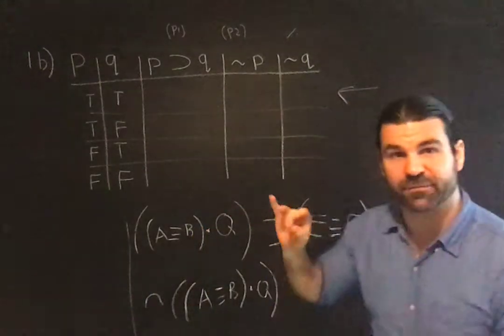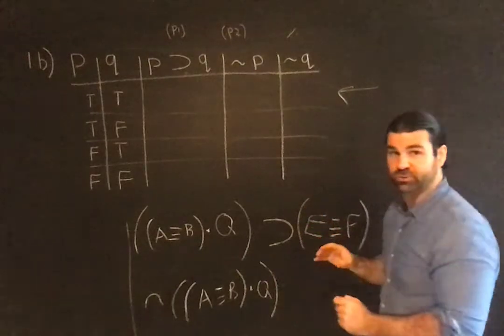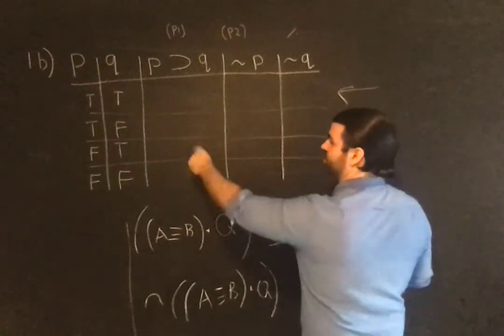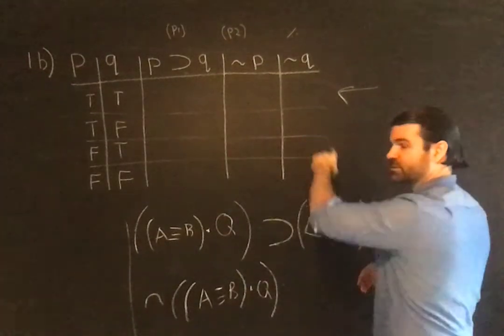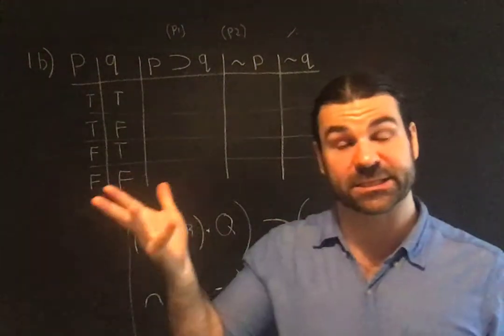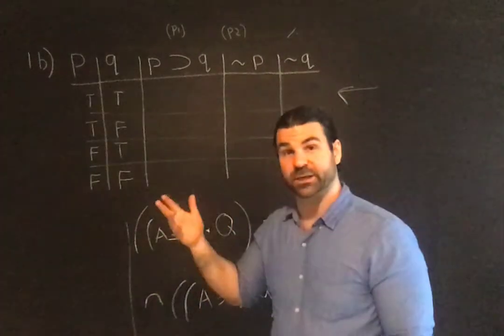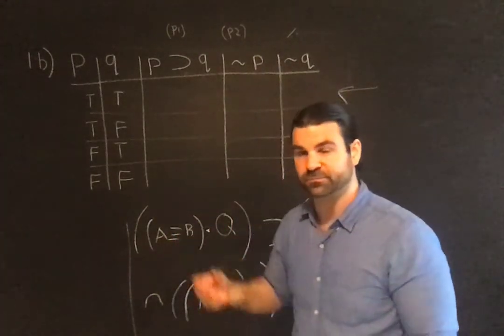If we have a row where all the premises come out true and the conclusion false, right? If some row appears where it goes true, true, false, then we point to that row and we say, this is a counterexample. This substitution instance is a counterexample.